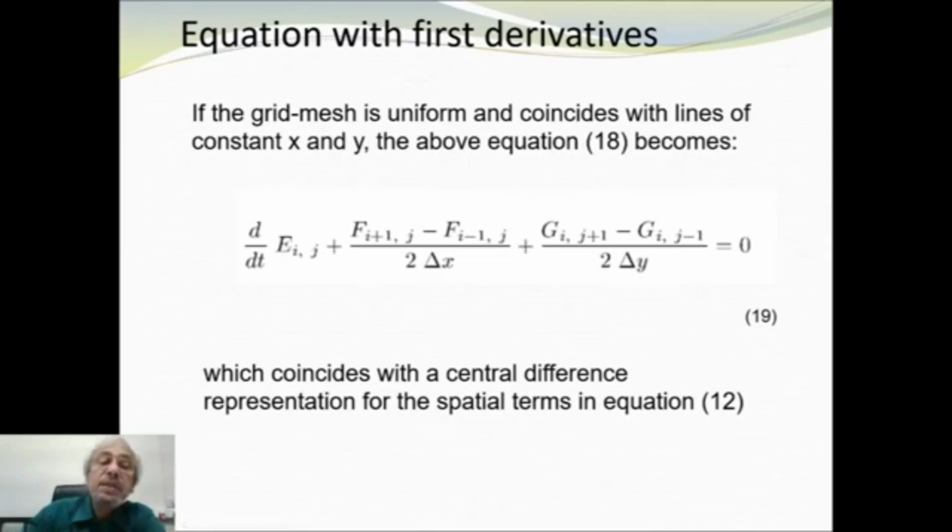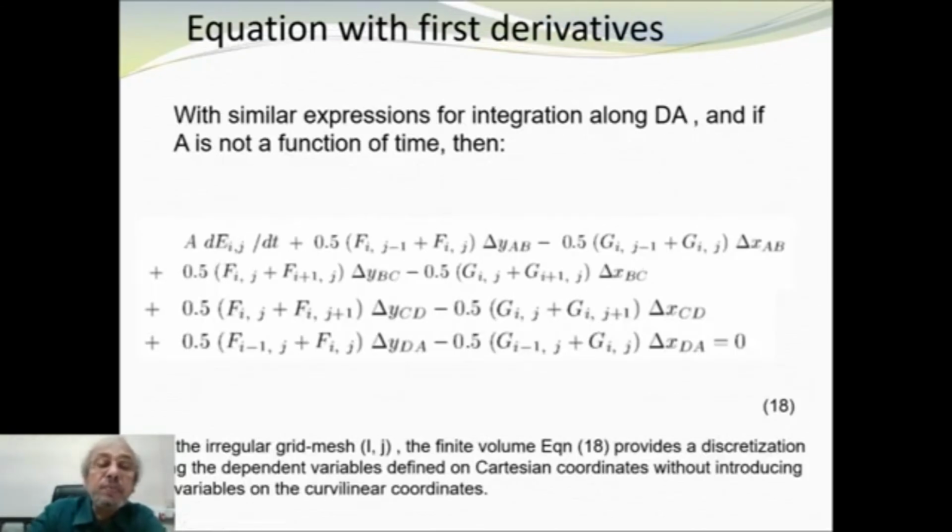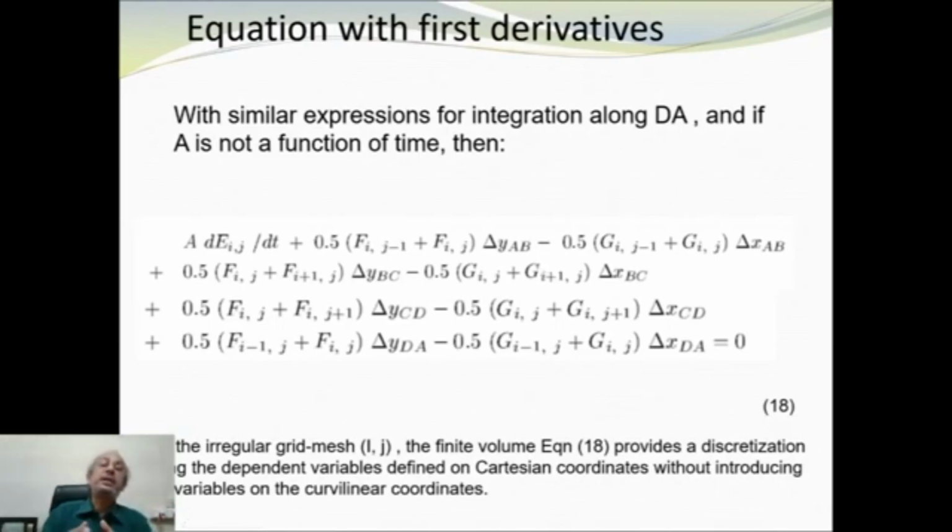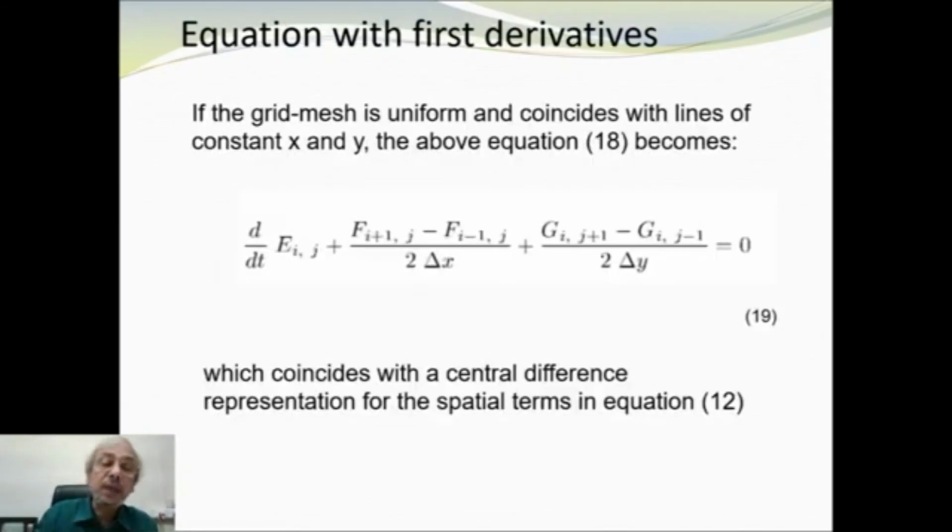So this is the central difference, (f_i+1,j minus f_i-1,j) by twice delta x in the x direction, and this is again a central difference in the y direction, (g_i,j+1 minus g_i,j-1) divided by twice delta y. This is easily possible from this equation. You can try by yourself, and you can see this is plain and simple finite difference discretization. So they are equivalent. This follows the integral philosophy, but the final equations are equivalent, which coincides with a central difference representation for the spatial terms in equation 12.